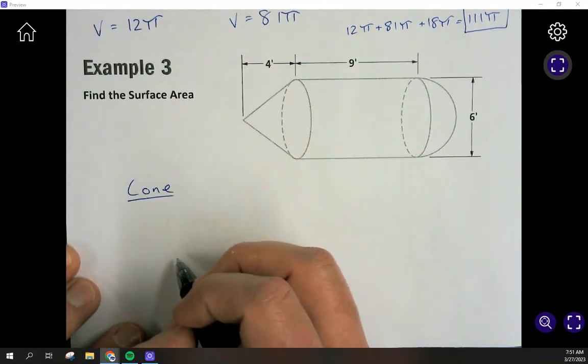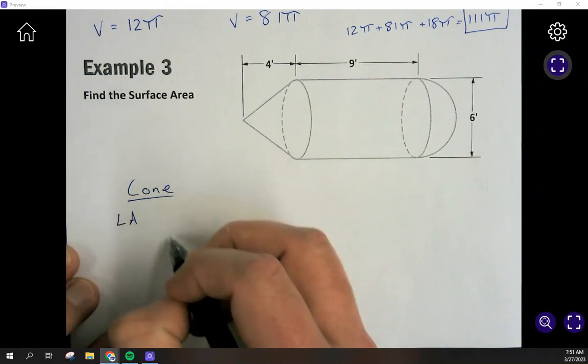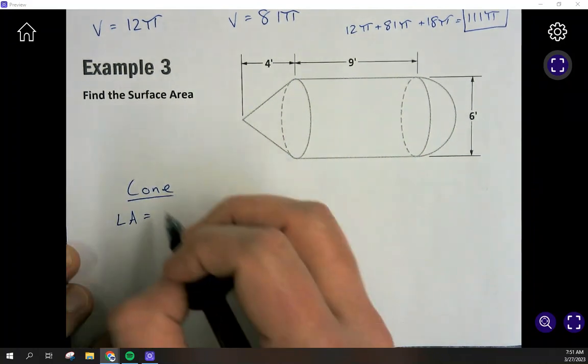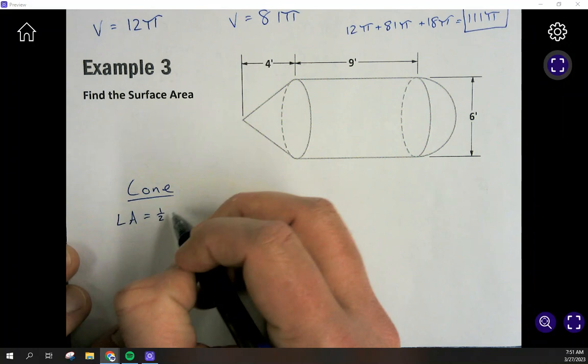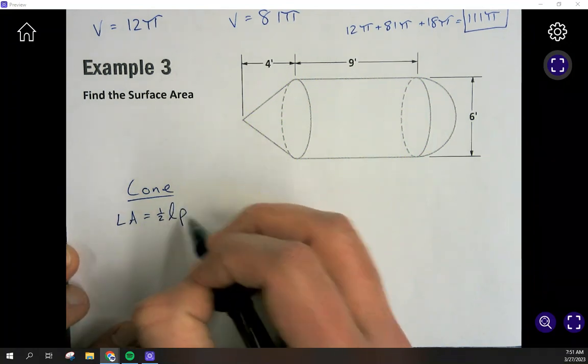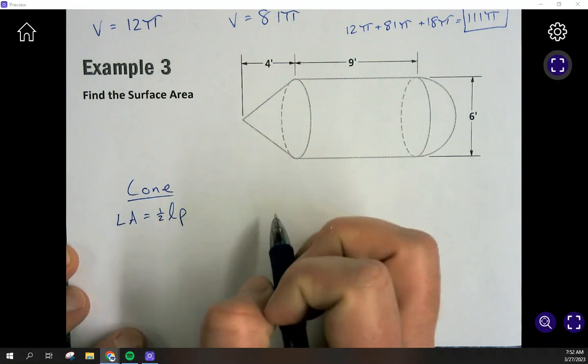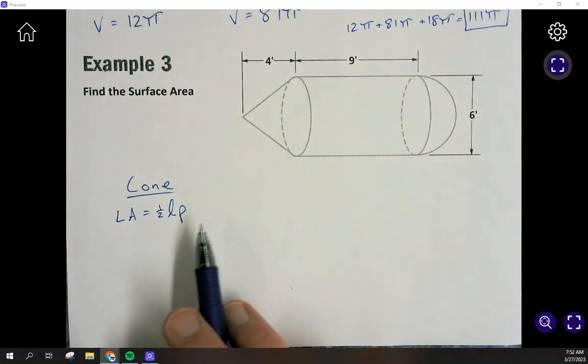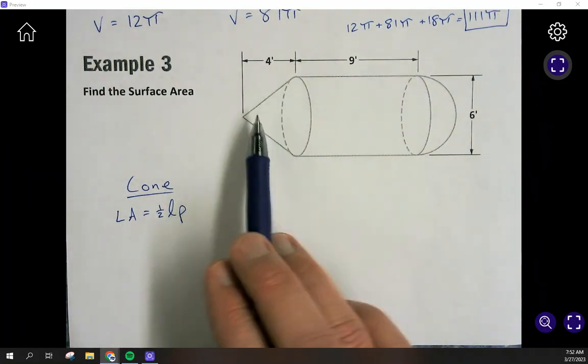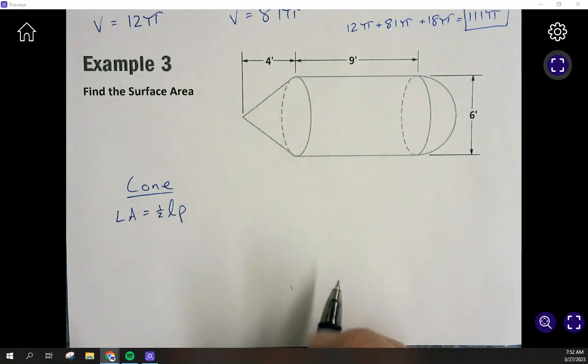We just want to find the lateral area. So lateral area of a cone is 1/2 times the slant height times perimeter. Now normally for surface area, we would add plus the area of the base. So we're going to ignore that. We're not going to put the plus B. We're just finding the lateral area here of the cone.